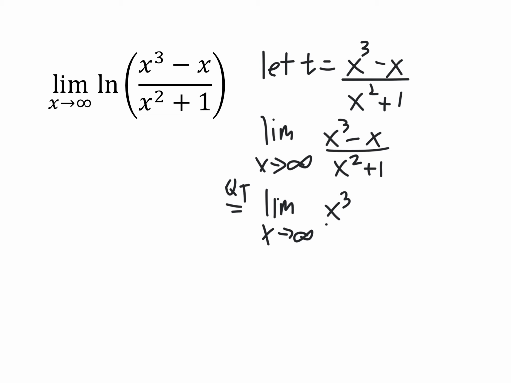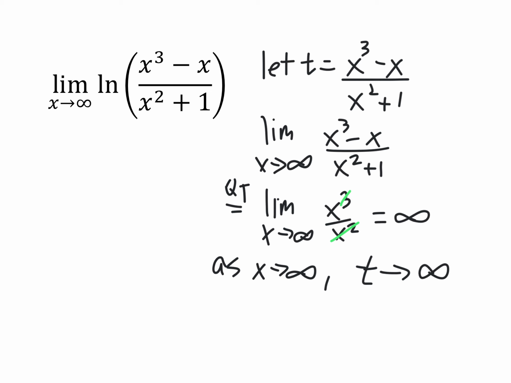just x cubed over x squared. Now we can see that the x squared cancels here, leaving me with just an x on top. So we're going to get infinity. As x approaches infinity, t also approaches infinity. For our limit, that means we have the limit as t approaches infinity of ln t.